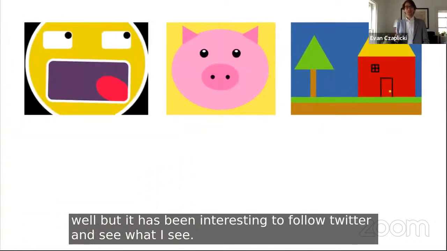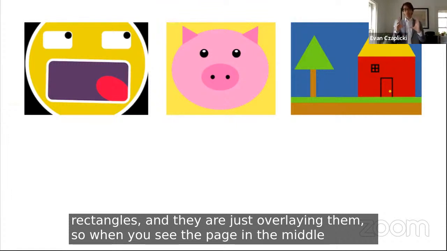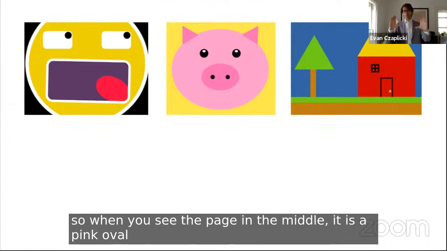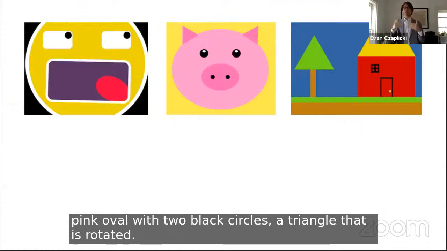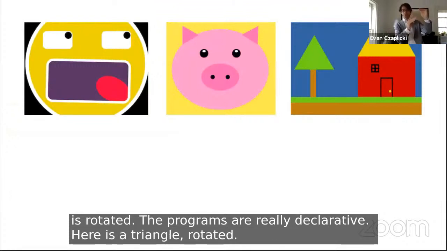Early on, they had this style where you give kids the ability to make circles and rectangles, and they're just overlaying them. When you see the pig in the middle there, it's a pink oval with two black circles and a triangle that's rotated. So the programs they're writing are really declarative. Here's a triangle, rotate it, move it. Here's an oval, rotate it, move it.